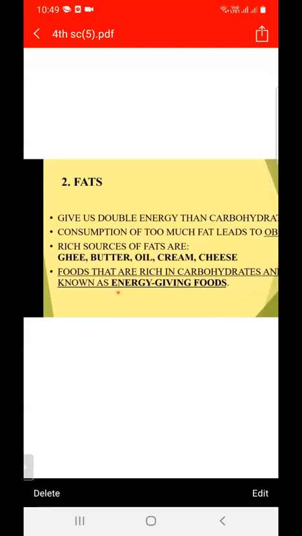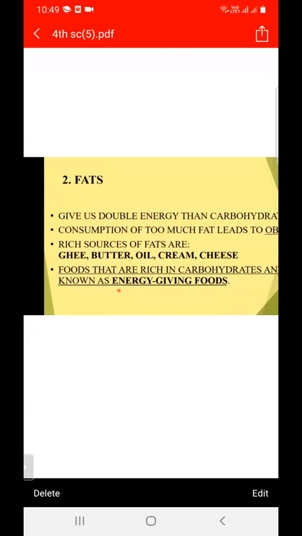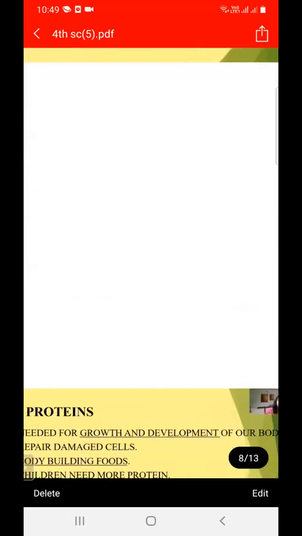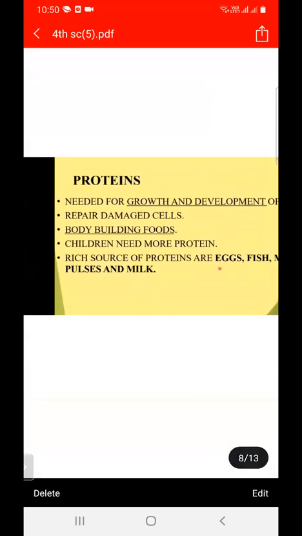If we take excess of fat, then this will lead to a disease, and this disease is called obesity.